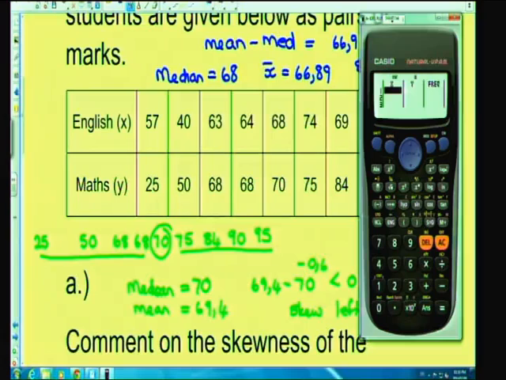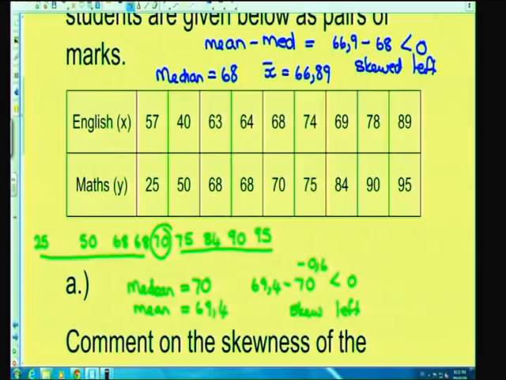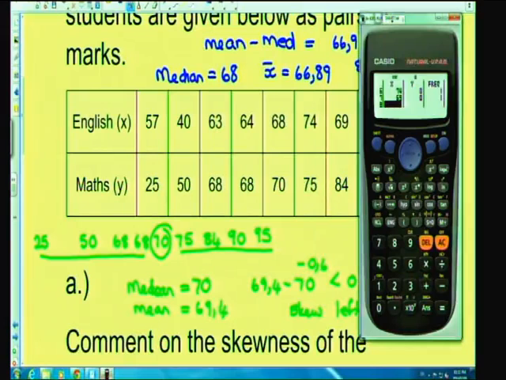There you go. Right, so we're going to put in the data, and we're going to again put them in order. So it is 57 equals 40 equals 63 equals 64 equals 68 equals 74 equals 69 equals, and we need to just park the calculator for a sec, 78 and 89.